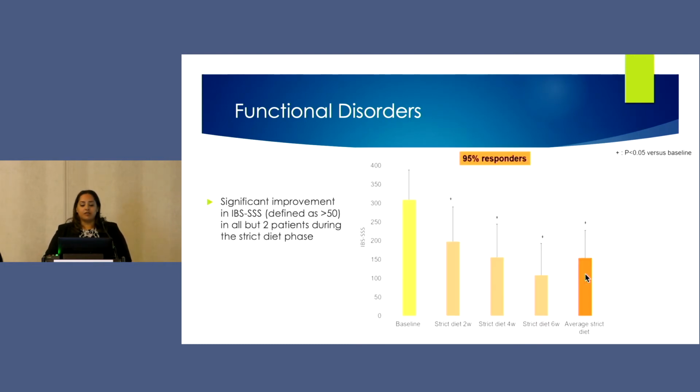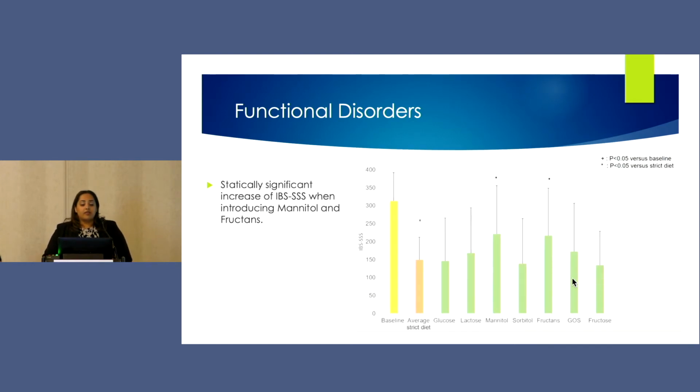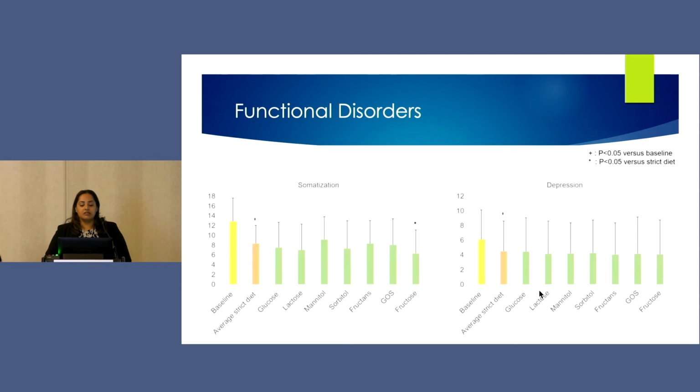What they found was that putting patients on a very strict diet initially caused pretty much a 95% response rate for a decrease in IBS-SS score. But when they reintroduced the FODMAPs, they found that mannitol and fructan specifically caused an increase in the scores, which suggests that those may increase those symptoms. Again, this is a very small data set, so we should take that with a little bit of caution. They also looked at somatization and depression, and found that the strict diet improved both of those, but interestingly, fructose also did, which, again, is a small data set, so I'm not sure how much we can infer from that.